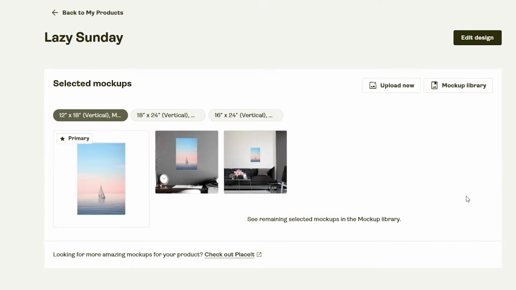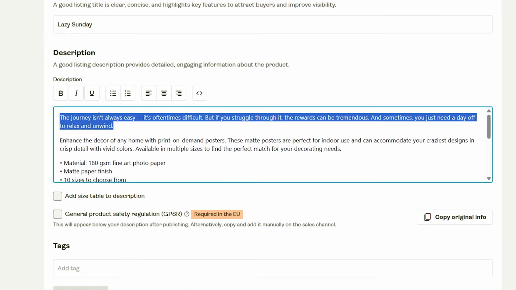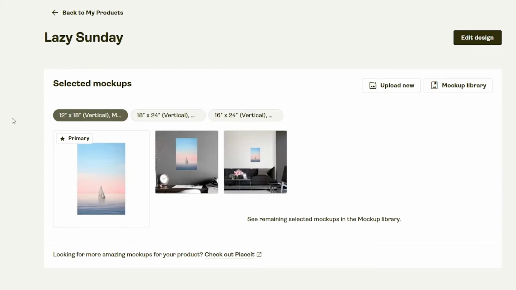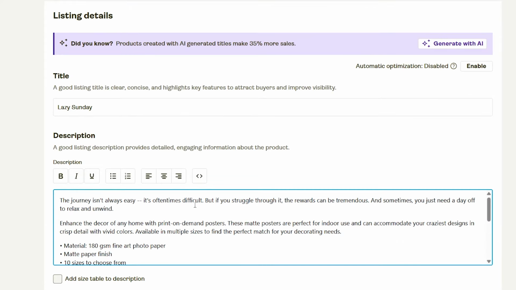A lot of people, when they're writing descriptions and stuff like that for their products, they seem to think that getting all metaphorical and deep and writing some sort of confusing, vague prose is the way to go. You might come here and try to type some sort of aspirational stuff. The journey isn't always easy. It's oftentimes difficult, but if you struggle through it, the rewards can be tremendous. And sometimes you just need a day off to relax and unwind. Blah, blah, blah. Just a bunch of nonsense where you're trying to sound all deep and metaphorical.